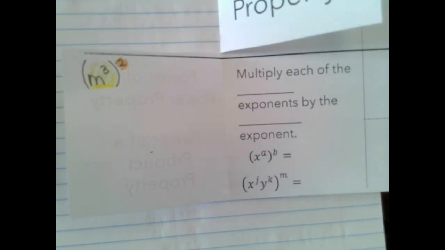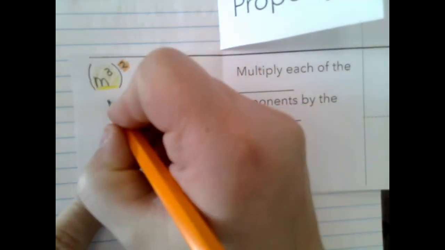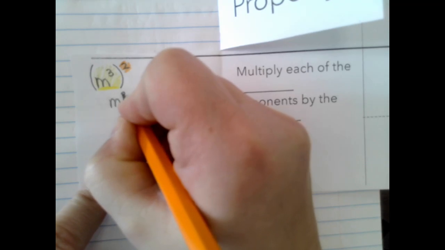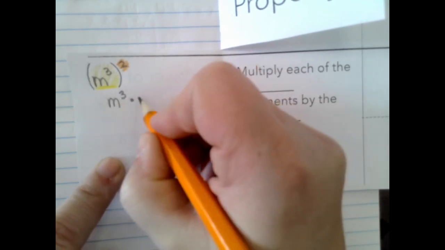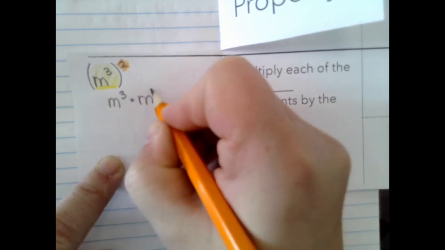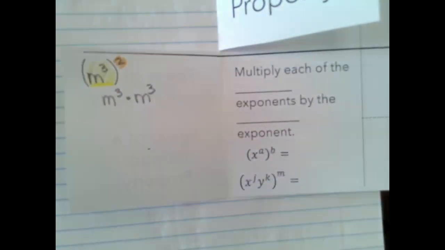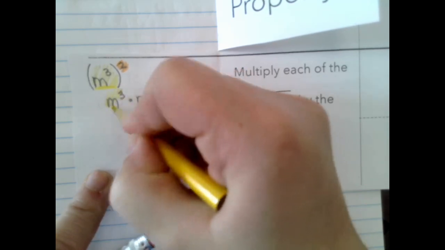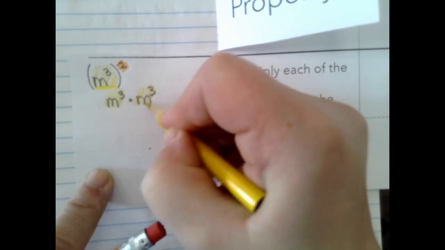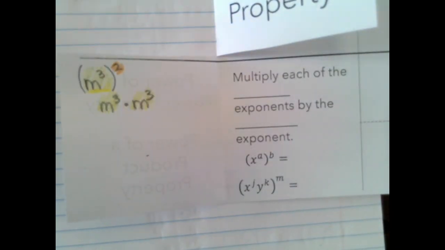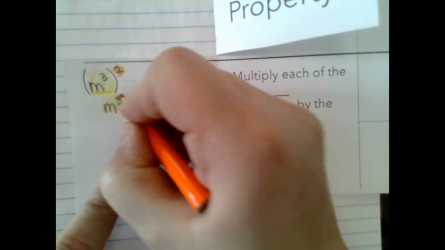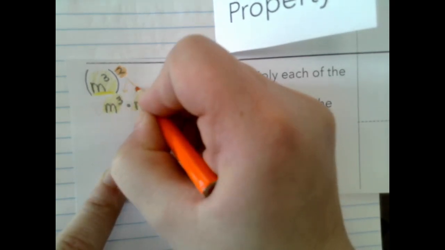So that means I'm doing m to the 3rd times how many times? 2 times. M to the 3rd times m to the 3rd. If you want to underline it so you can show that we did it 1, 2 times. 2.